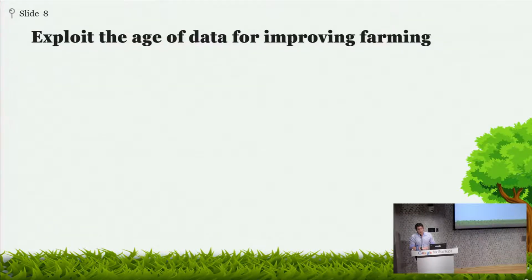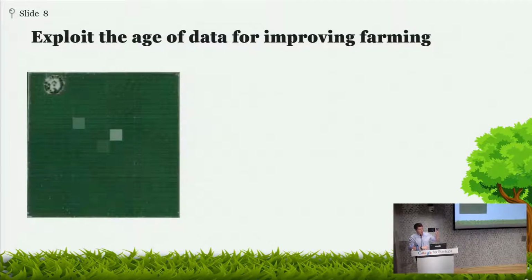So I want to say something a little bit different from what has been told to you so far. Let's say we're taking a picture of a field from a satellite. It looks like that. 1 meter per pixel sounds really amazing, because we worked with 3 meters per pixel, and we thought that was amazing.